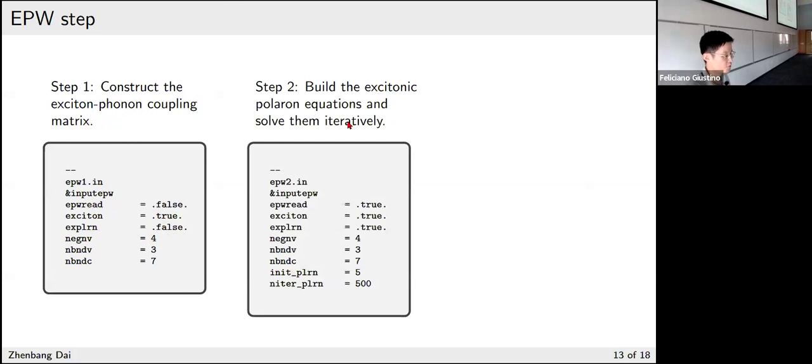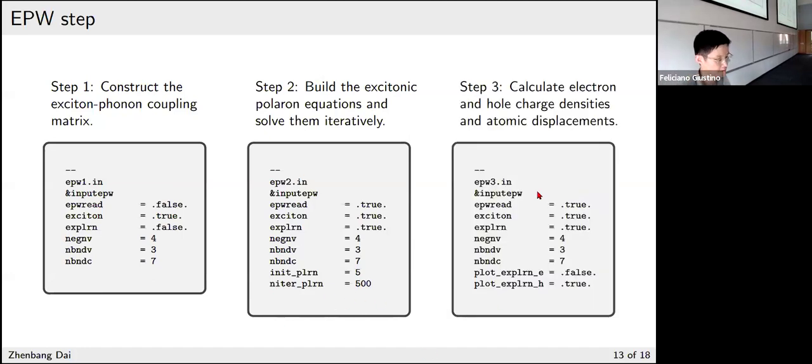And then you build the exciton-polaron equations and solve them iteratively to achieve convergence. In this second input file, you just turn on this exciton-polaron flag, and then you specify what your initialization is and what the maximum number of steps is that you want to set for the exciton-polaron calculation. And in the third step, with the converged results, you move on to plot the electron density and hole density associated with the exciton-polaron.